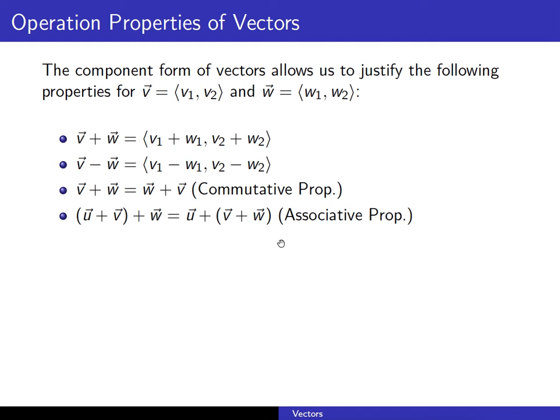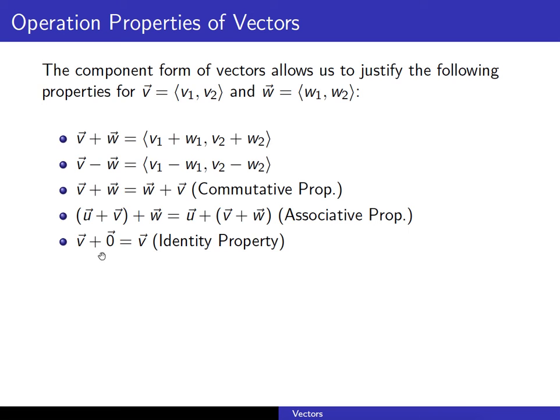We have the associative property where we take vector u plus vector v, figure out what that sum is, and then add vector w to it. It's going to give us the exact same answer as adding first vectors v and w, and then adding vector u to that sum. So this is the associative property where we can shift the ones that we add together first, and it won't change anything.